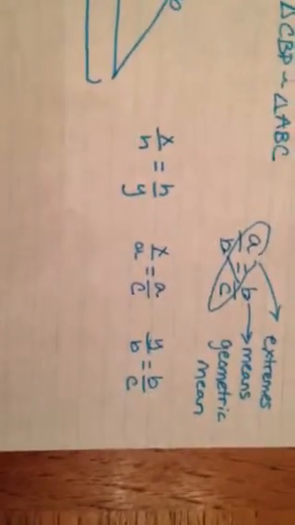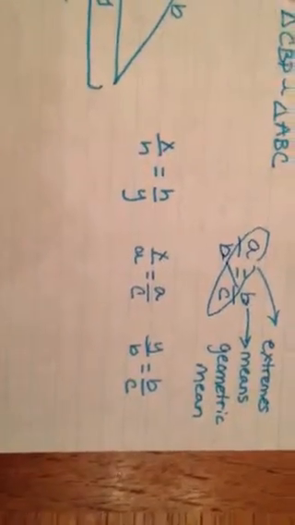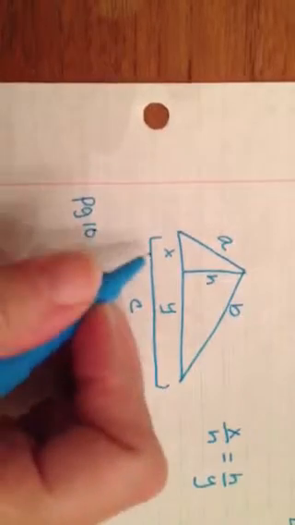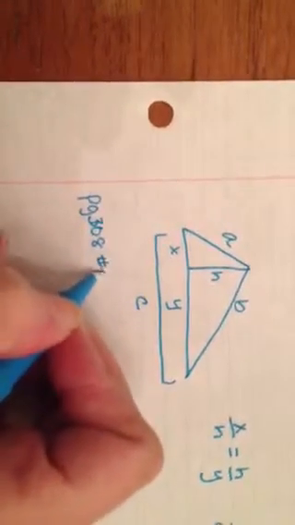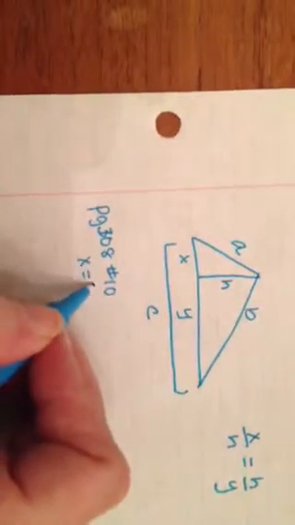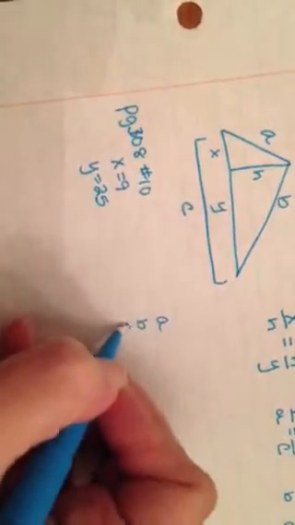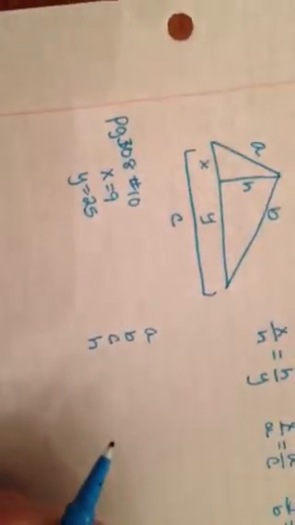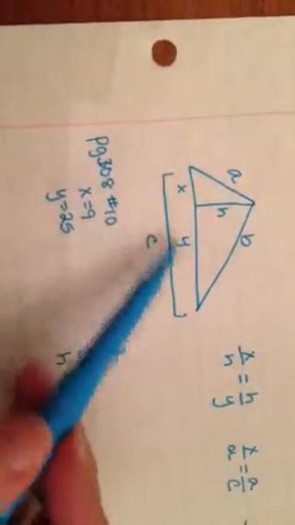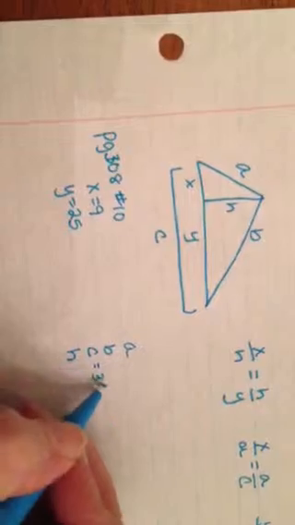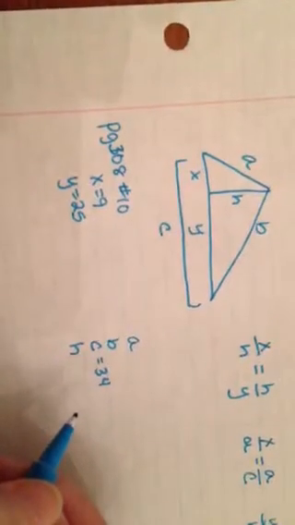All right, so on page 308 in your book, it gives you this picture. And question number 10 on page 308 says that x is 9 and y is 25, and it wants you to find the missing lengths. Well, the missing lengths are A, B, C, and H. All right, well, C should be pretty easy. If x is 9 and y is 25, how much is C? That's right, 9 plus 25 is 34. Get your calculator.